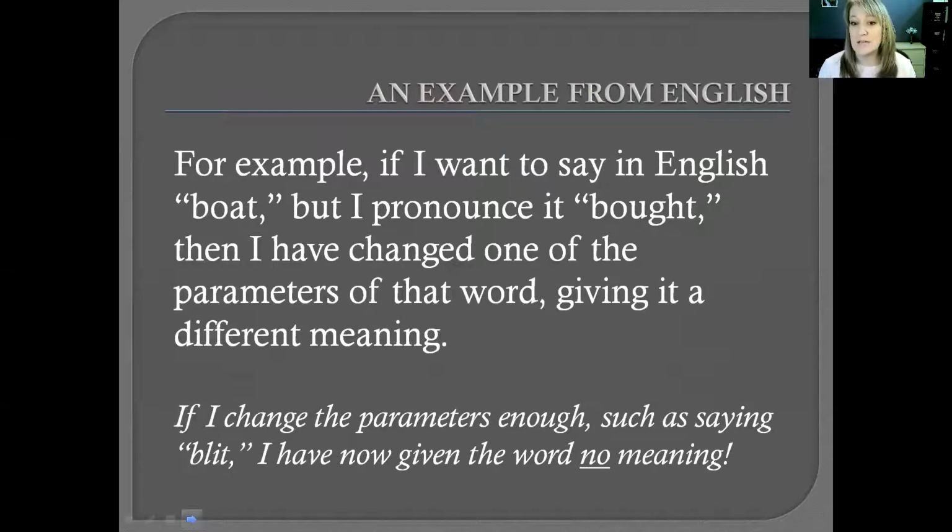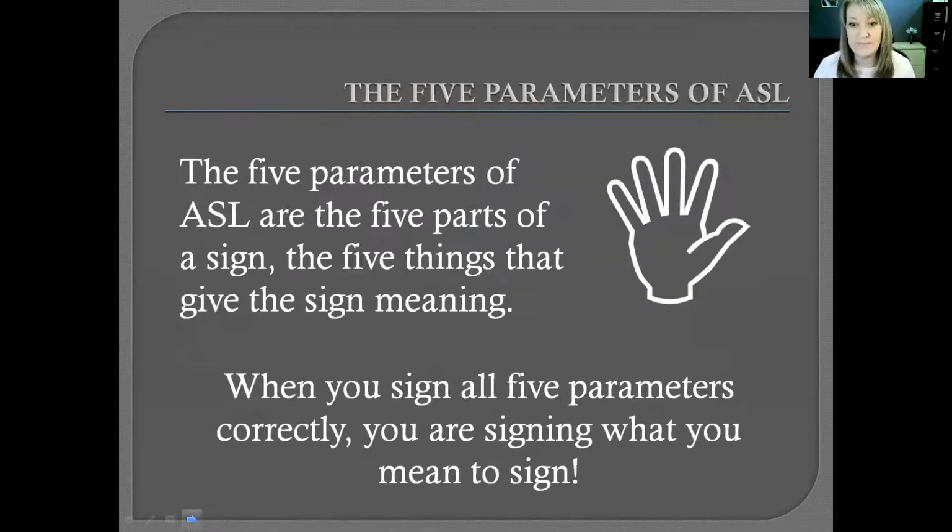So here's an example in English. If I want to say boat, but I pronounce it bought, then I've changed one of the parameters of that word. I've changed one of the vowel sounds, right? And when I do that, it actually gives it a different meaning. If I change the parameters of boat enough, such as saying blit, now I've given the word no meaning, right? I've changed enough of the parameters that now it doesn't mean what I want it to, but it also doesn't mean anything at all. You can do that in ASL too, right? You might get one little part wrong or enough that it doesn't mean anything.